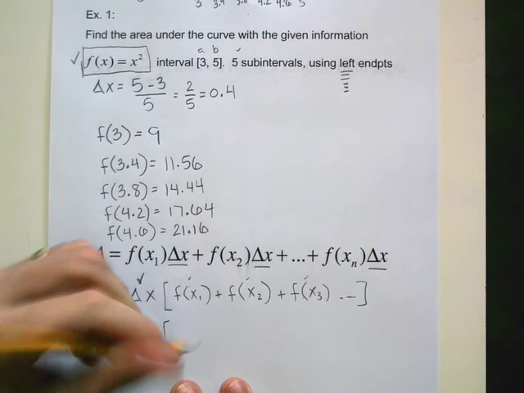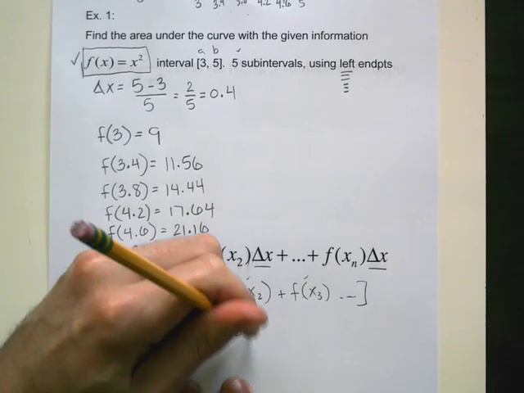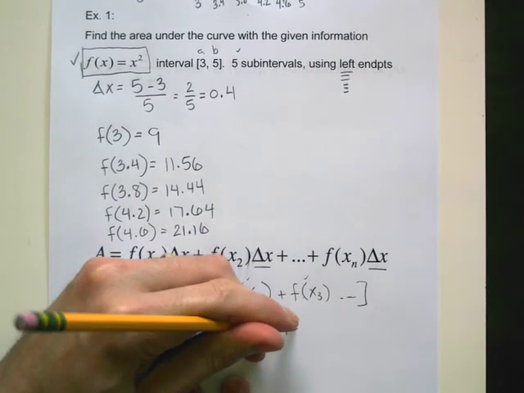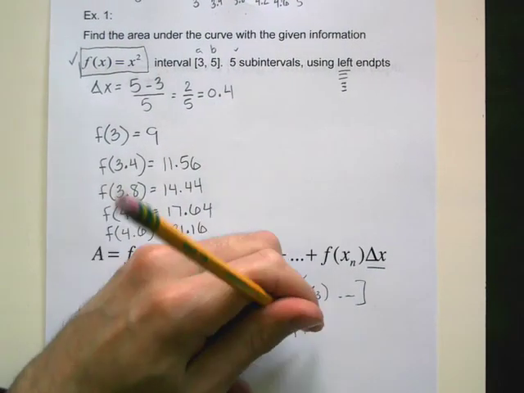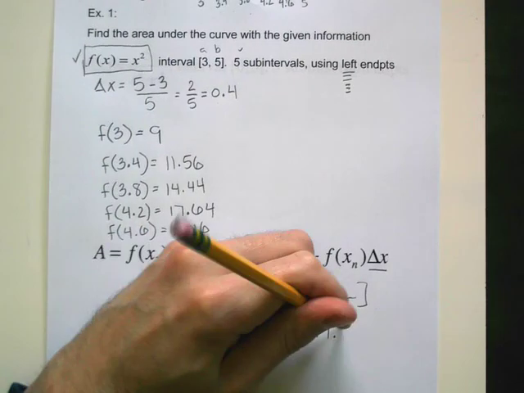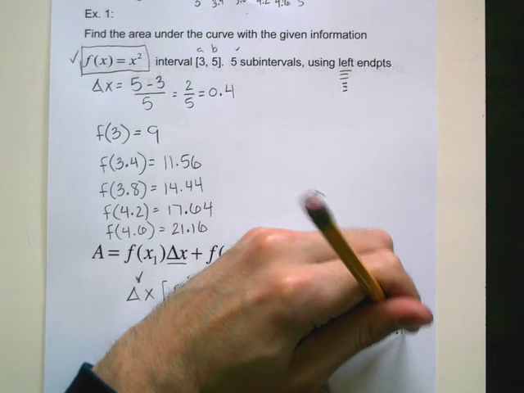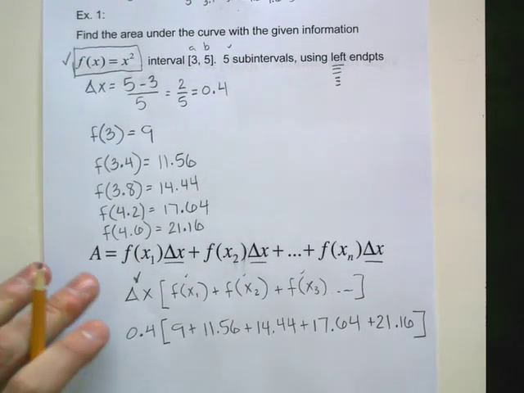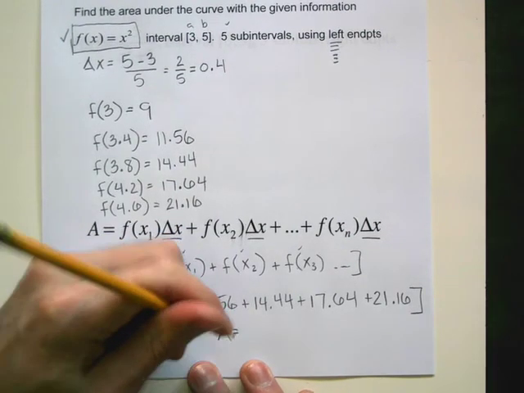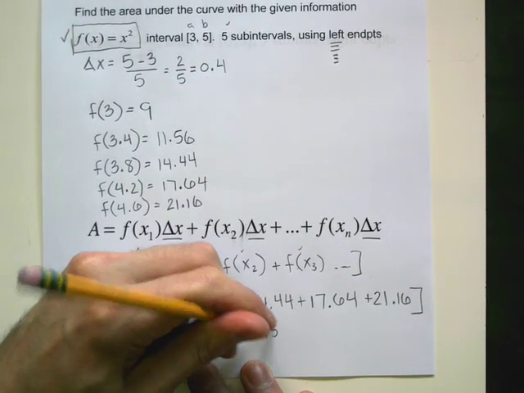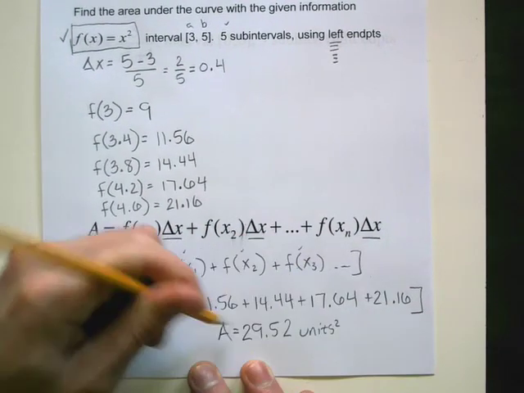So to get my final answer, I would add all these up: 11.56, 14.44, 17.64, and 21.16. Okay, when you do this in your calculator, you add these all together and multiply by 0.4, you get your area is equal to 29.52, I'm going to say units squared.